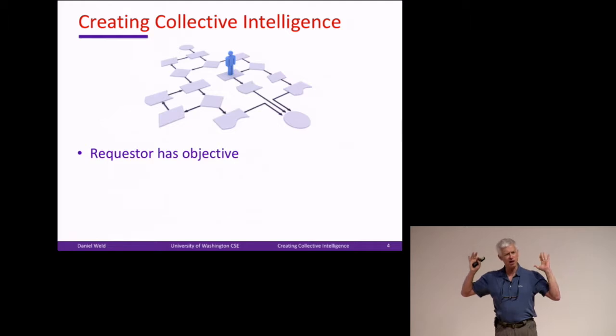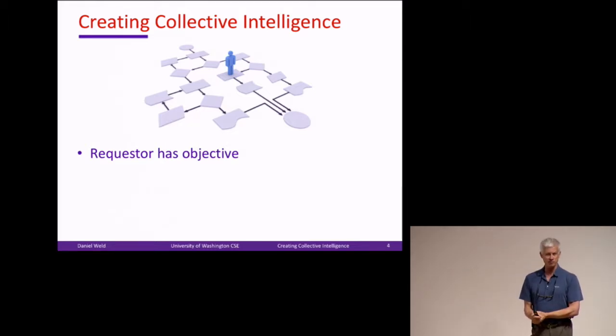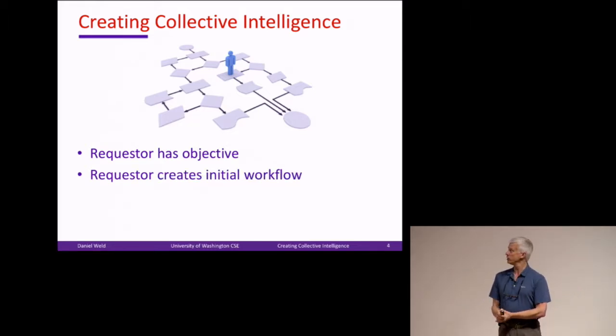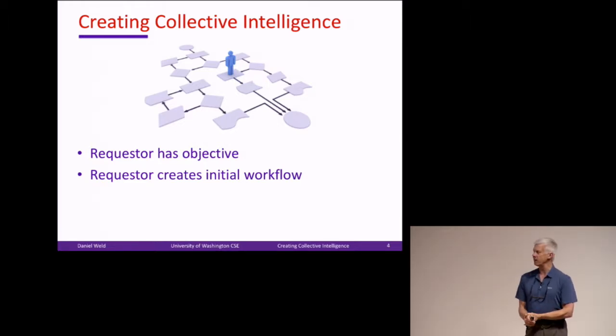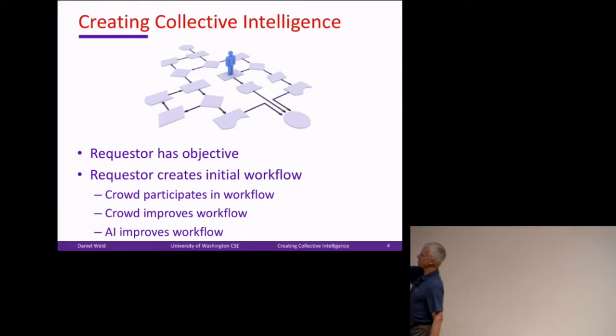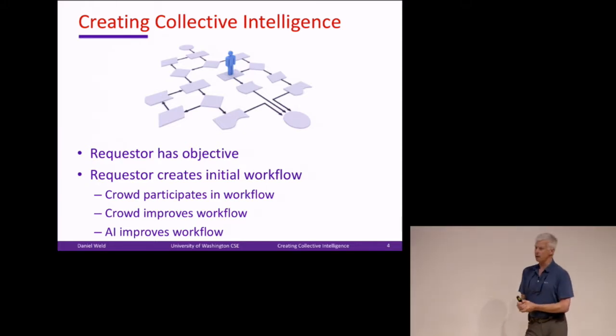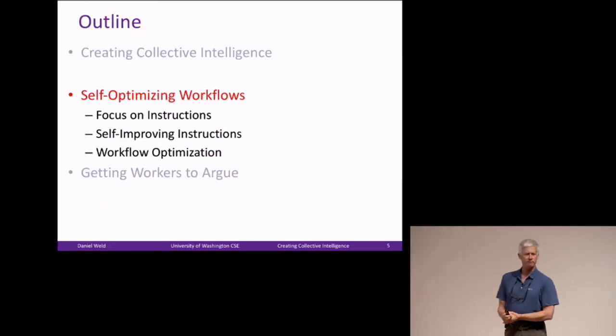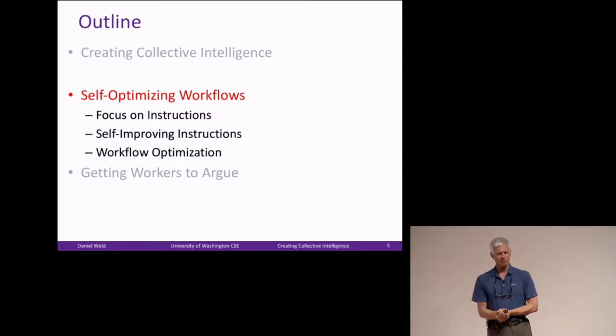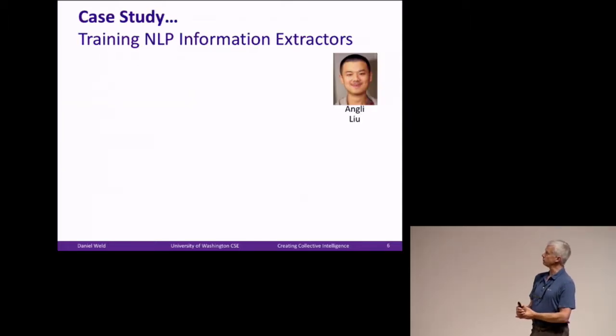So I'm going to take a simple model because there's lots of ways of thinking about this. The first is I'm going to assume that there's some intelligence, say a person who's actually got some purpose in mind. So they have their objective and they're going to create this initial workflow that combines people and agents together. And then I'm going to look at how we can actually improve that workflow over time. In particular, one, by having the crowd make the workflow work better. Two, by using algorithms to make the workflow work better. Okay, so recasting the problem is self-optimizing workflows.